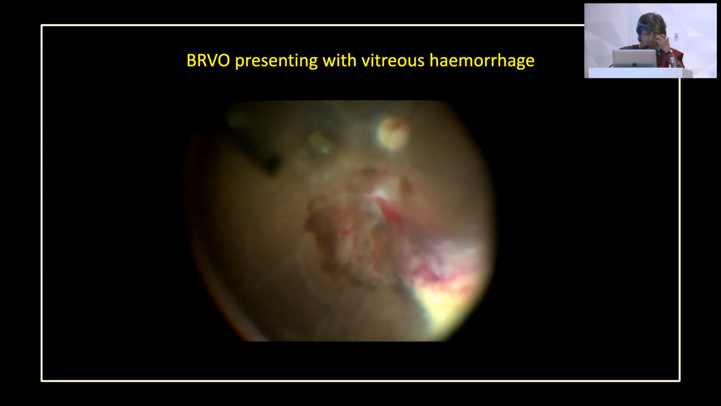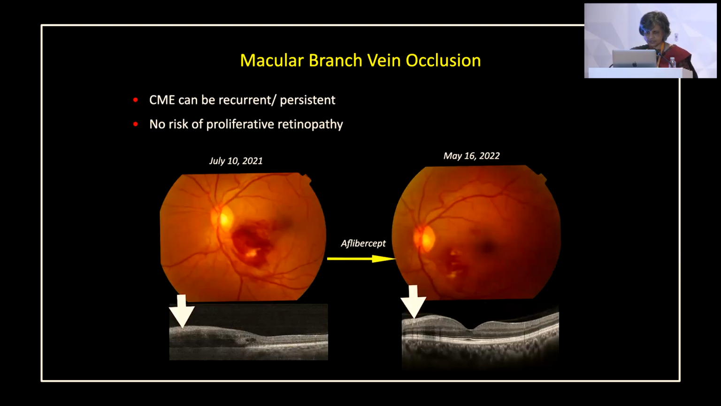Again, they can present with vitreous hemorrhage. It's just a BRVO with ischemia at the macula requiring surgery. And now at least extensive scatter laser. Macular BRVO does not suffer from proliferative complications because it is a smaller area of involvement. However, the macular edema can be very recalcitrant, persistent, and they may not always have a good visual prognosis.